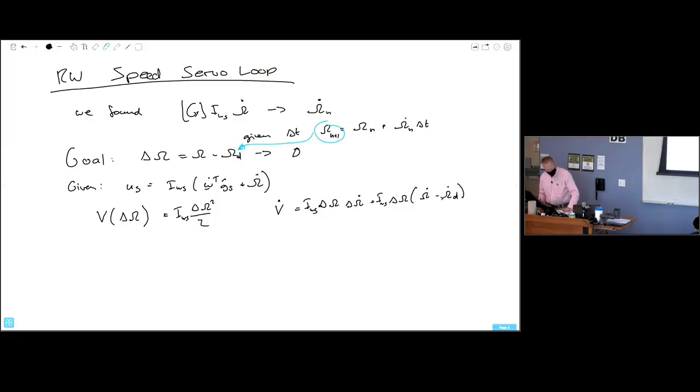Okay, so if we do this, now, as before, I'm going to prescribe a V dot behavior I want and then back solve for what control will make that work. So we're going to say this is simply going to be minus P times delta omega squared. Is this V dot negative definite or negative semi-definite?